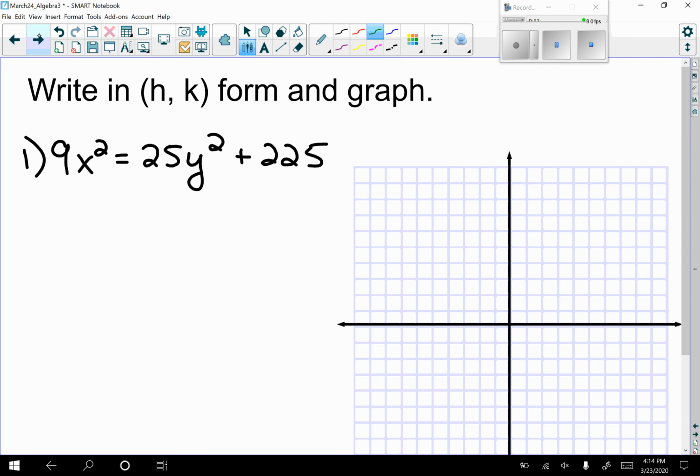All right, for this next one, we're going to get this in vertex form. Again, our center is right here at 0, 0. So again, take a look here. We have to get the x squared and y squared on the same side. So in doing that, we'll have 9x squared minus 25y squared. We'll leave the 225 on the other side. So notice we have an x squared and a y squared, but the 9 is positive and then the 25 is negative. So what I want to do now is divide everything up here by 225.